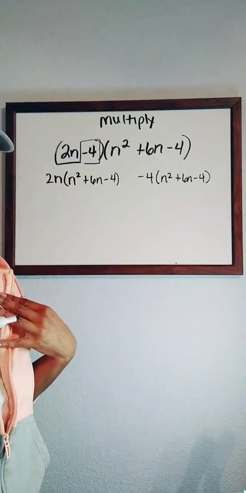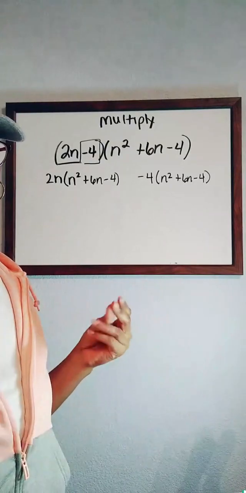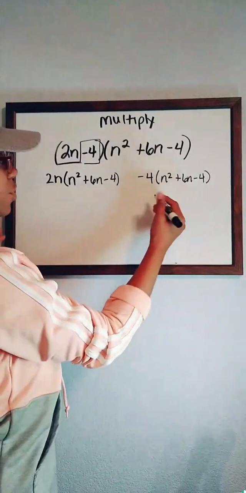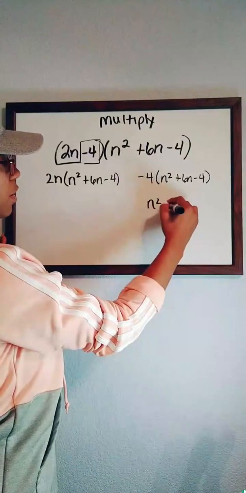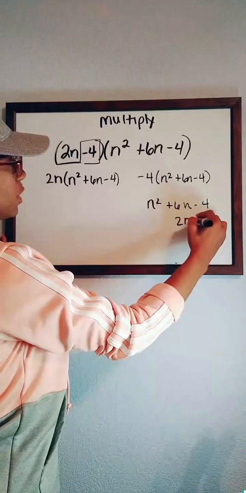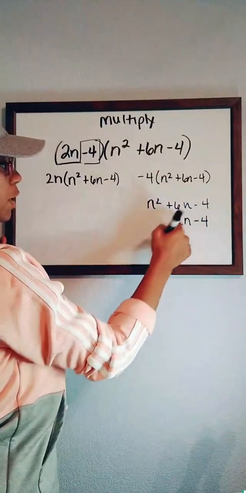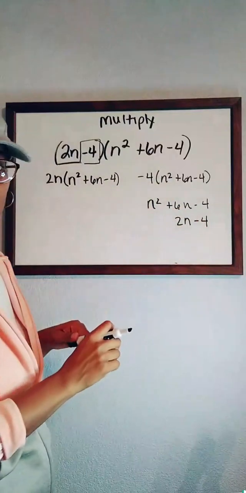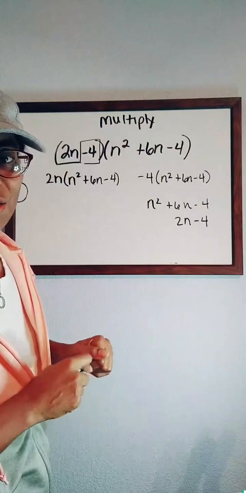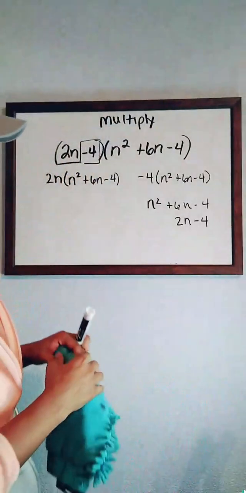You can do this one vertically as well, though. If you do it vertically, it's like boom, boom, boom, boom, boom. You know what I'm saying? It would be the same as the distributive property because you would do n squared plus 6n minus 4 times 2n minus 4. And then you would just go boom, boom, boom, and you're done. I know letters in math, they was tripping, Brendan. They was straight tripping, right?